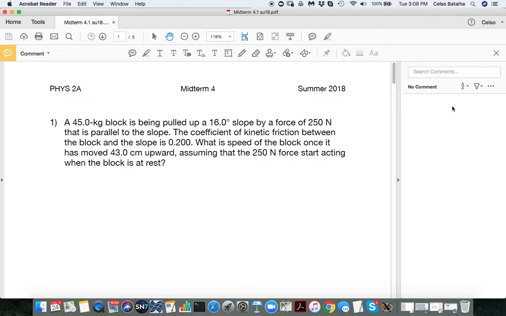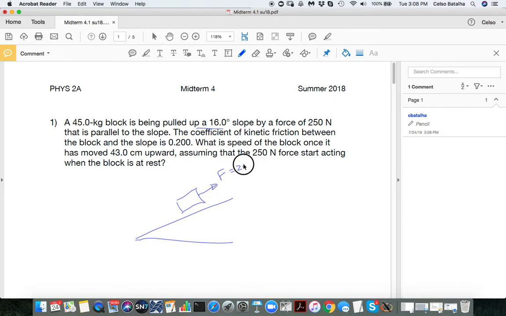But these are your midterm number 4. I'm not going to solve it step by step, but I will indicate; if you can't do it by yourself, you can always ask me tomorrow. We have a slope. There is a block that is being pulled up. Oh, by the way, in the final exam there will be an exercise on free body diagrams, so you need to know how to do a free body diagram, right? And it's being pulled up by an external force, 250 Newtons.